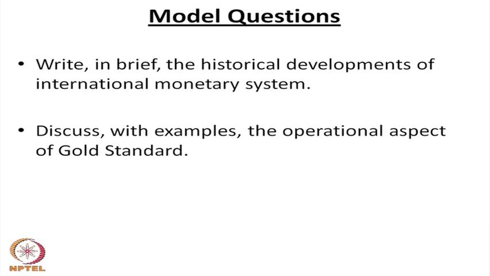The second question is: discuss with an example the operational aspect of the gold standard. As we discussed in our example of the US and Britain, 10 grams of gold in the US is $100, and similarly 10 grams of gold in Britain is 200 pounds. The exchange rate between the US dollar and the pound sterling will be 1 pound sterling equivalent to $2, and this is the mint parity rate.